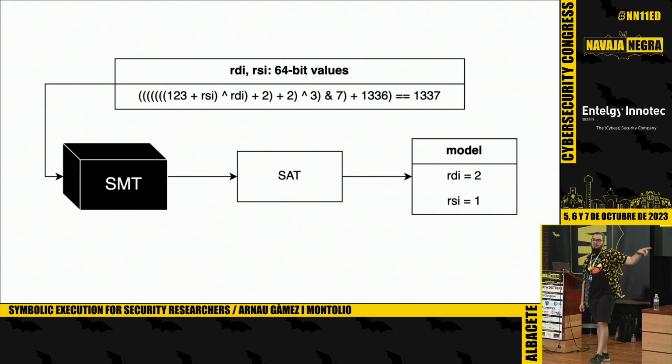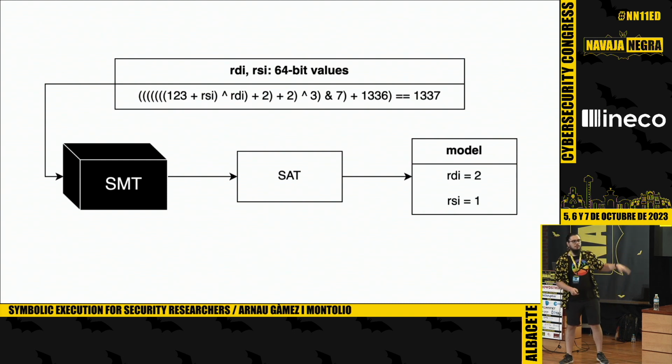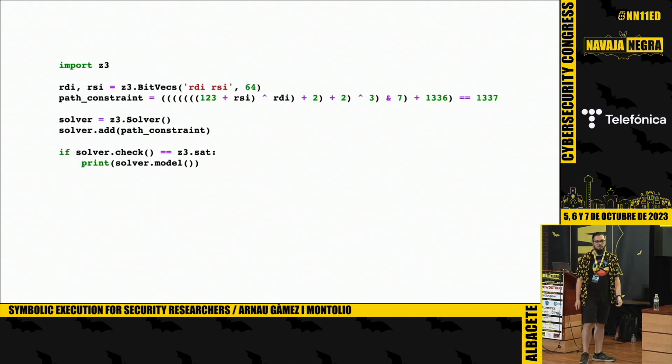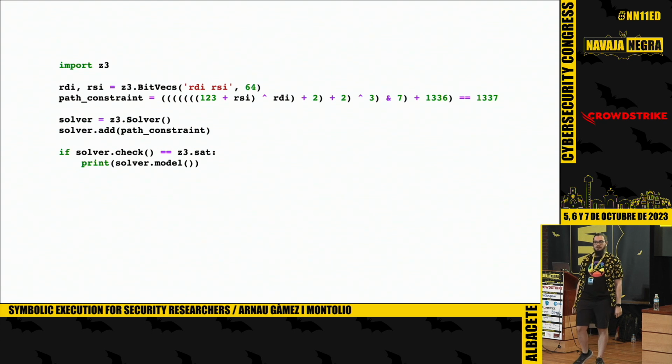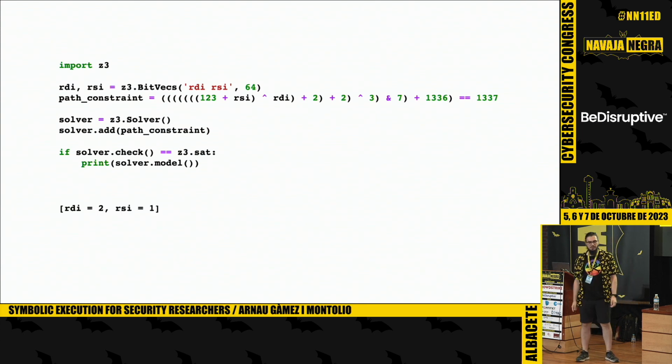If you plug RDI and RSI in as the input values of your function, you will get that this constraint will be satisfied. Here it is very abstract, but you can do that very easily in Python with some SMT solver, for example Z3, which is kind of the most popular one. This is as simple as that. Just import Z3, define your variables as 64-bit in this case, give the constraint, initialize the solver, add the constraint to the solver, ask it to check it, and if it's satisfiable, print the model, which is the solution again, okay? You just run this little Python code and it will tell you, yeah, sure, this is a solution, okay?